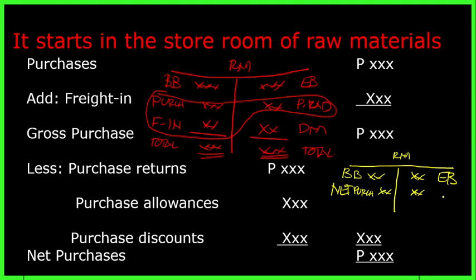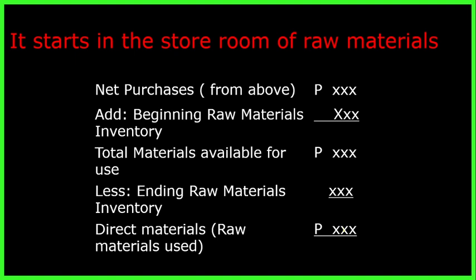Right? This is now your direct materials, or your materials used. The total of these two is known as TMAU, total materials available for use. Okay? So that's now the total materials available for use. Okay, so now you have your net purchase. That is it. You have the beginning raw materials inventory. This is the total materials that you can use in your production for the current period.